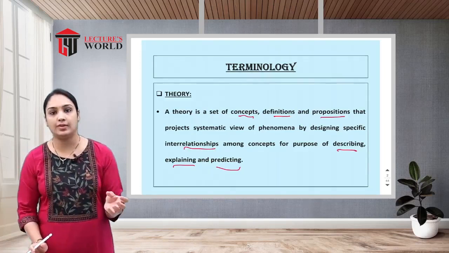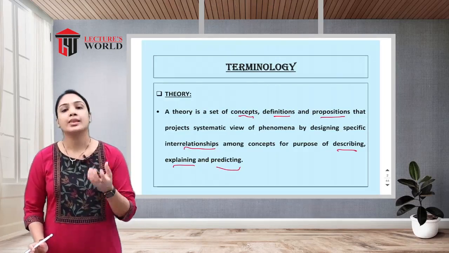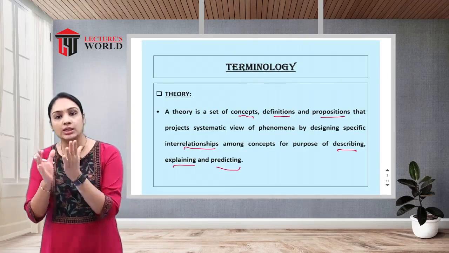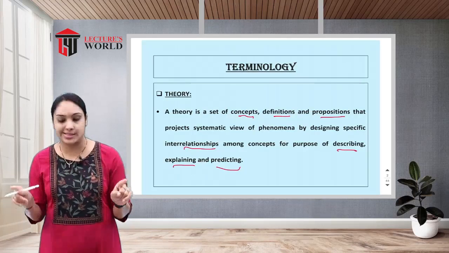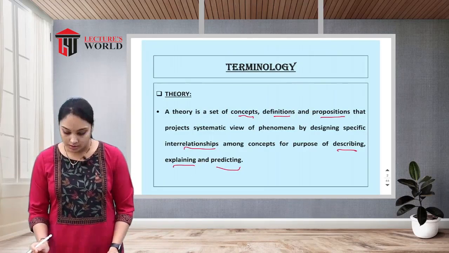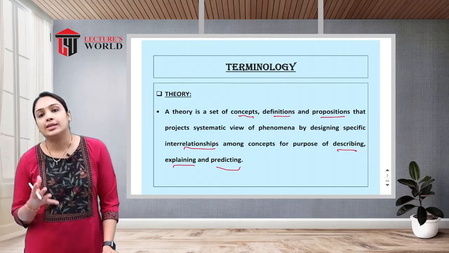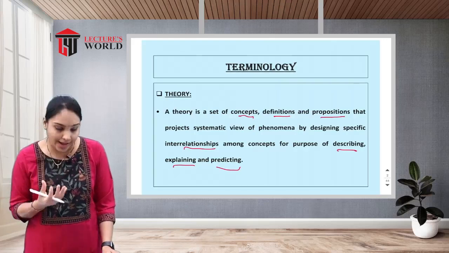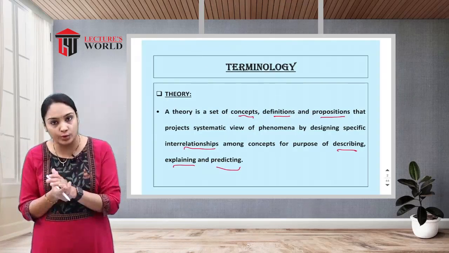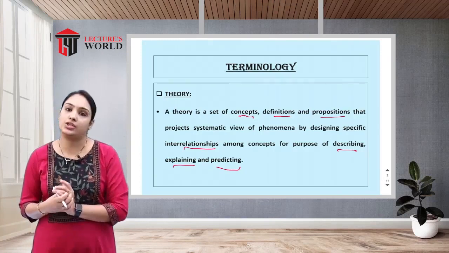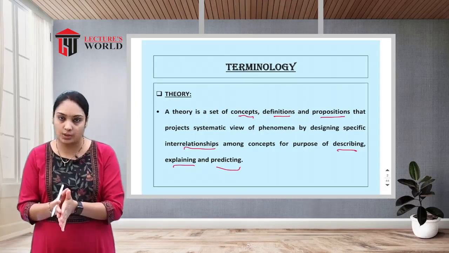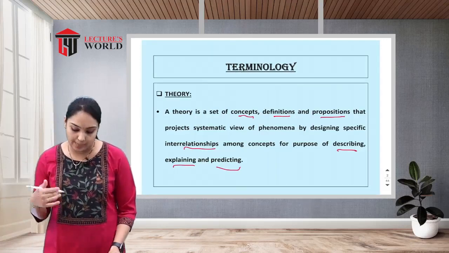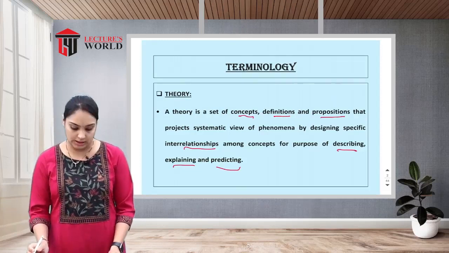So in this theory we can say there is a set of concepts, definitions, and propositions. These three things project the overall systemic view of phenomena. They describe the interrelationships among the particular concepts. For what purpose? The purpose of describing, explaining and predicting. That is known as the theory.